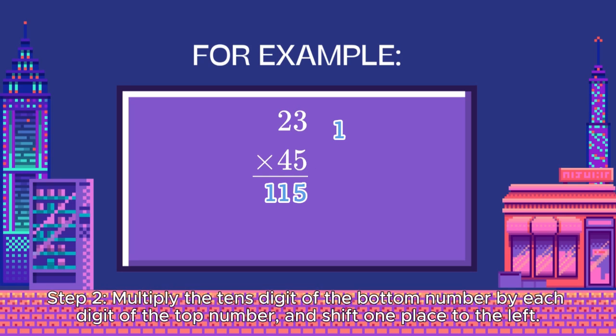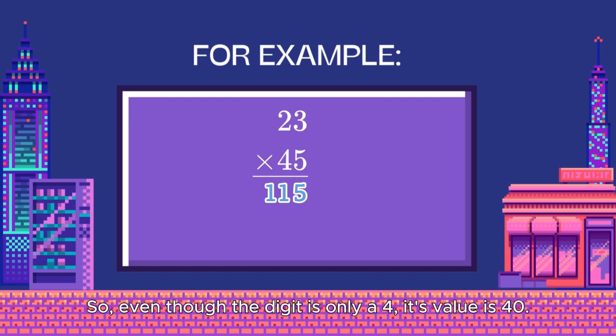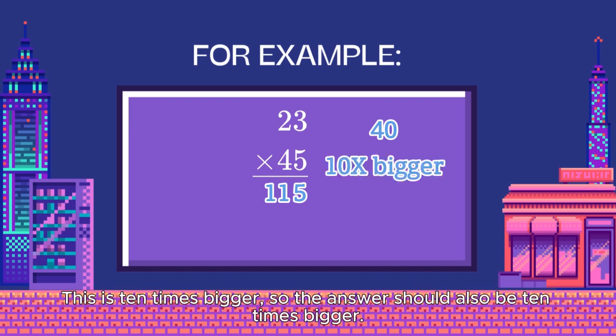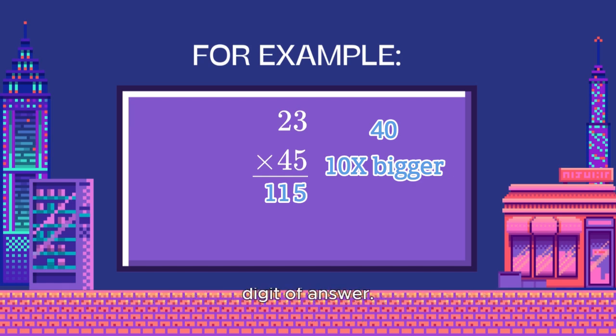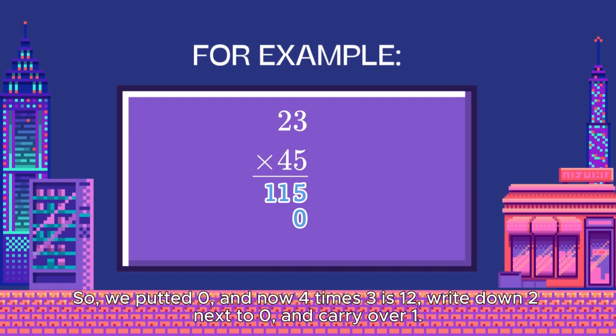Step 2. Multiply the tens digit of the bottom number by each digit of the top number and shift 1 place to the left. This second digit of the bottom number is in the tens place. So even though the digit is only a 4, its value is 40. This is 10 times bigger, so the answer should also be 10 times bigger. So before we start multiplying, we should put a 0 in the first digit of the answer. So we put a 0. And now 4 times 3 is 12.